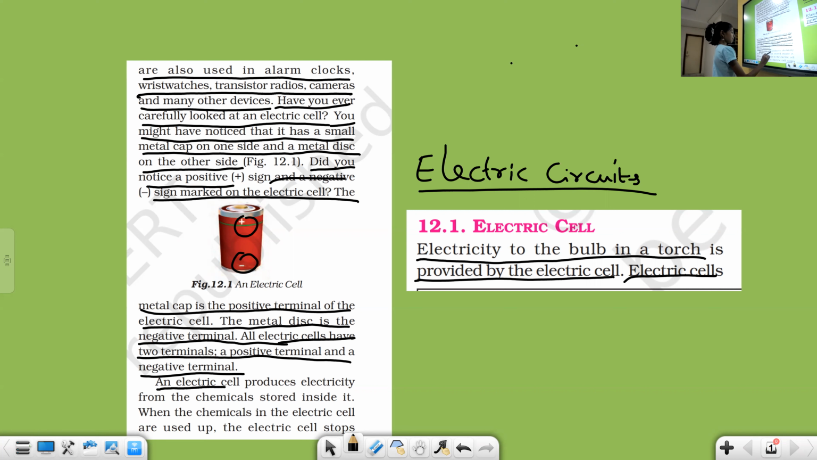An electric cell produces electricity from the chemicals stored inside it. When the chemicals in this electric cell are used up, the electric cell stops.